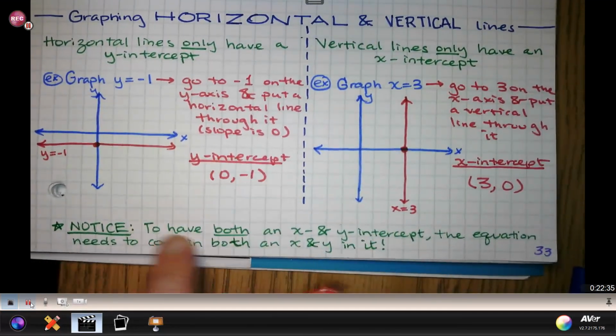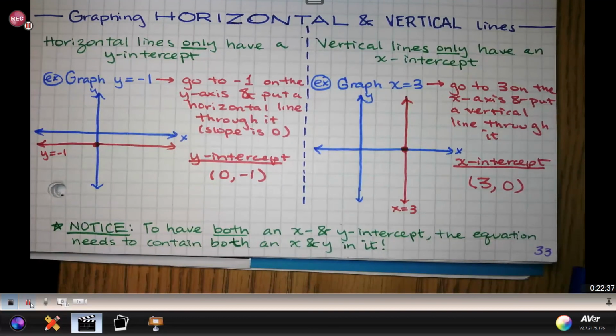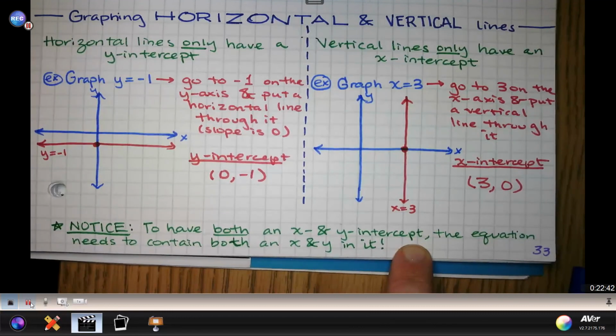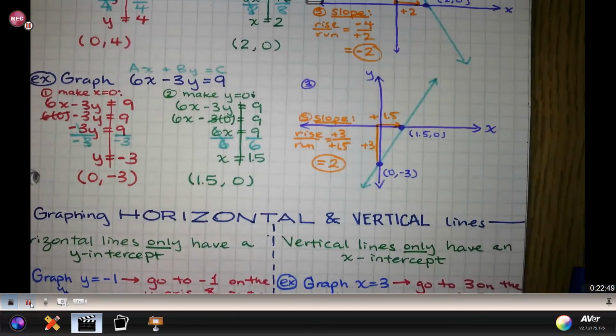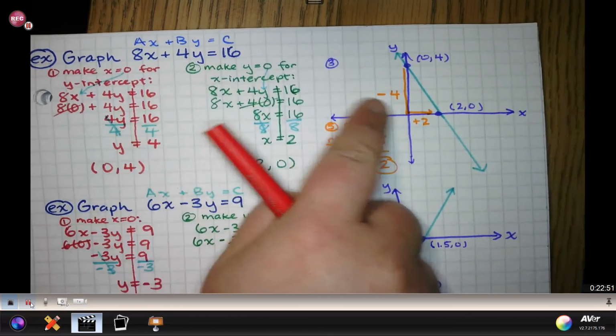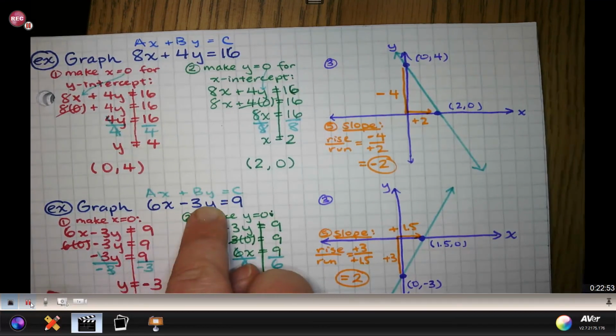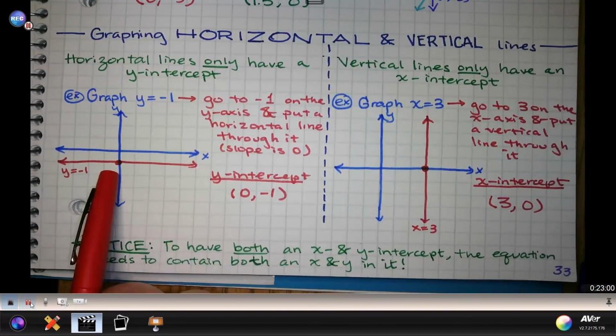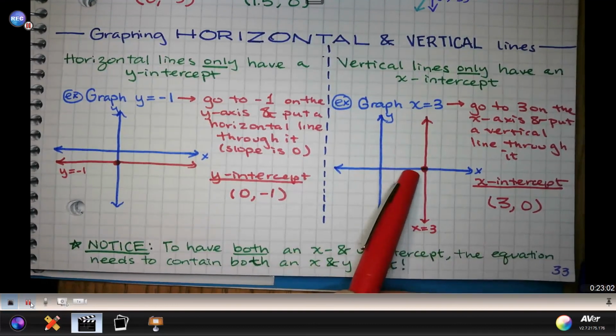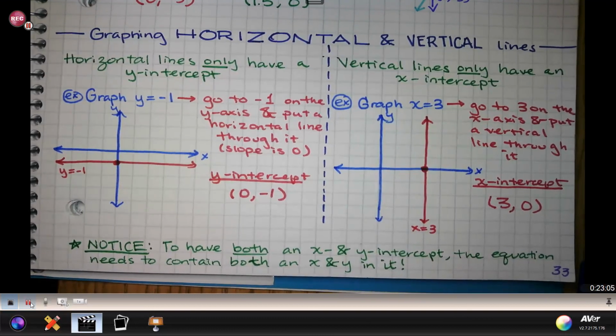Okay, and notice I added one more thing down here. It says notice, to have both an x and a y-intercept, so meaning it crosses both of those axes, the equation needs to contain both an x and a y in it. So notice up here, there's an x and a y, and you have an x and a y-intercept. Here, there's an x and a y. Here, you have an x and a y-intercept. But down here, I only have a y, and I only have a y-intercept. Here, I only have an x, and here, I only have an x-intercept. So it kind of helps you out to look at those equations.